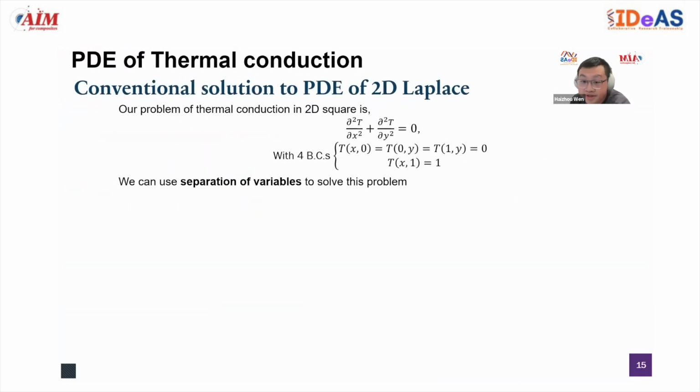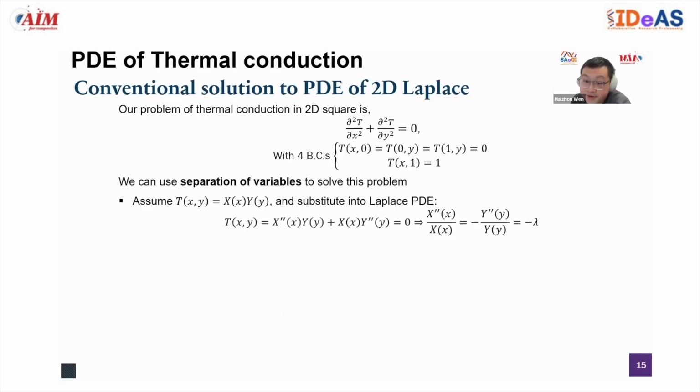So conventionally, we know from the math textbook, we can solve this PDE by separation of variables, which is one of the classic ways to deal with differential equations, looking like this. So first, we assume the temperature solution T of x and y is a multiplication of 2 separate functions, big X of x and big Y of y. This is the key idea of separation in the method name.